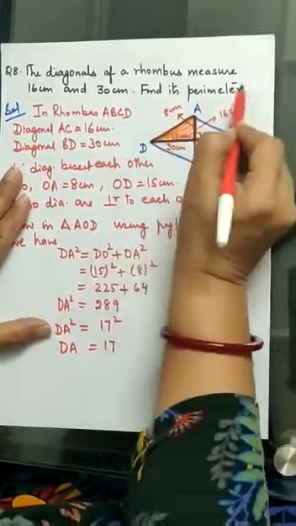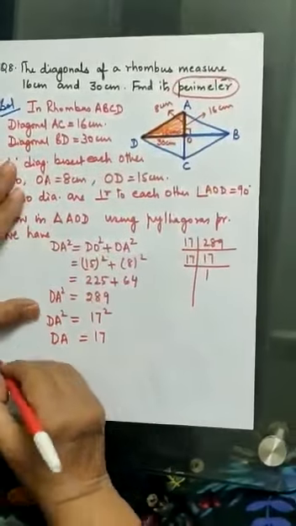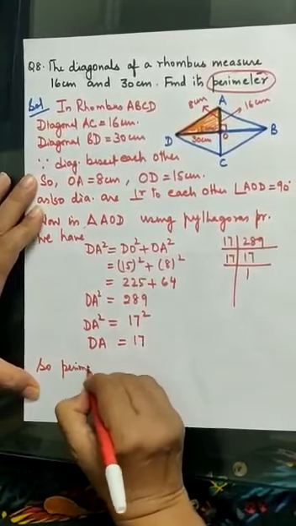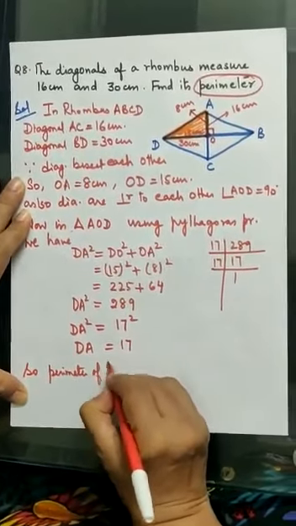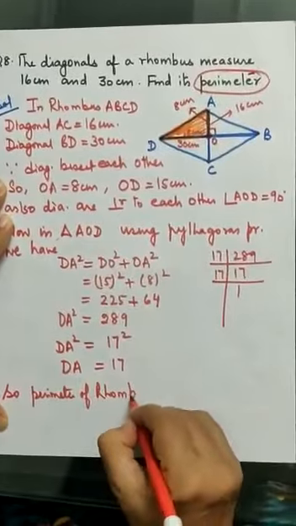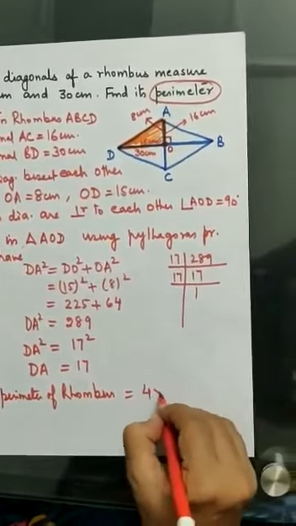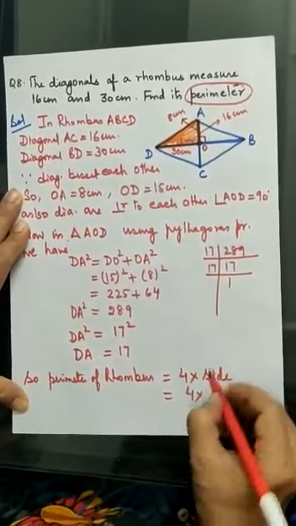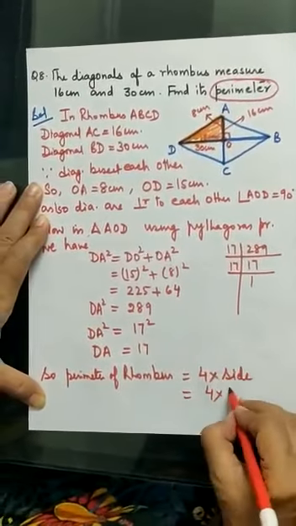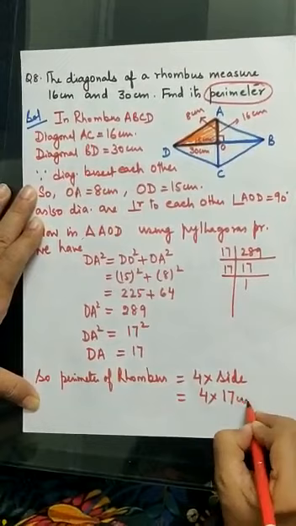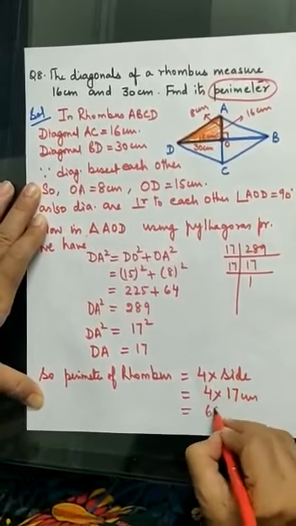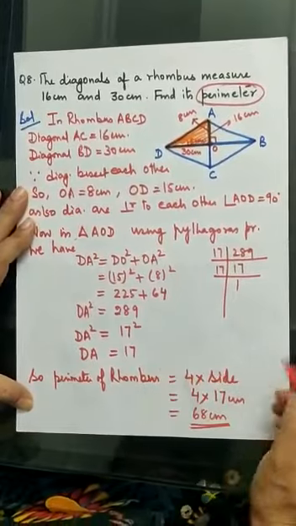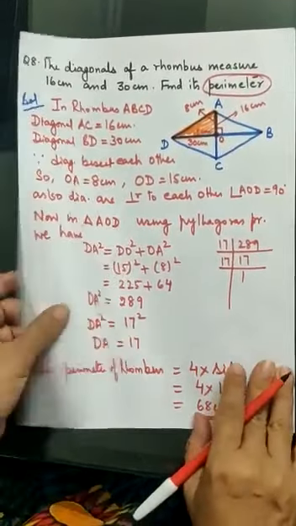Now what we have to find? We have to find the perimeter of the rhombus. So perimeter of rhombus is equal to 4 into side. So what is the length of the side? We have calculated 17 centimeters. So 17 fours are 68 centimeters. Therefore perimeter of the rhombus is 68 centimeters.